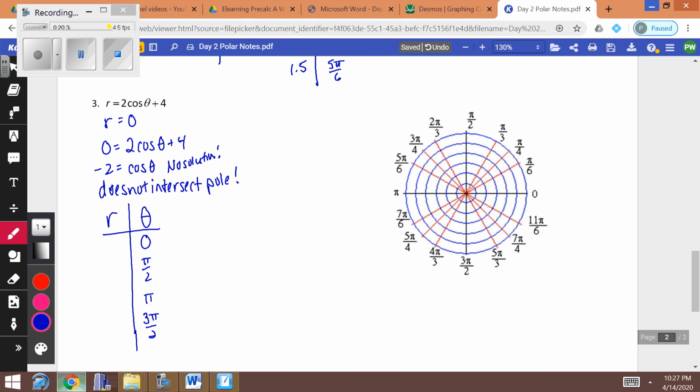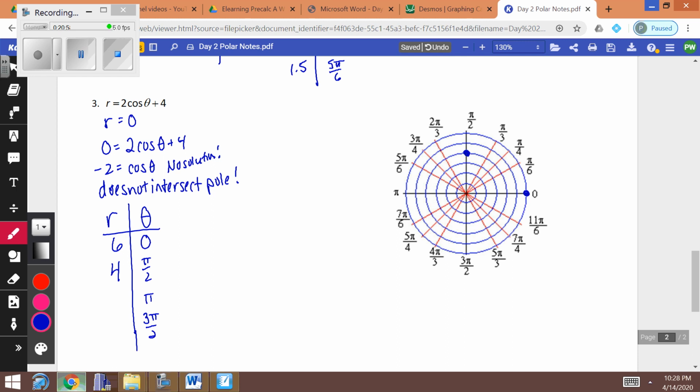So if I put in 0, cosine of 0 is 1. 2 times 1 plus 4 gives us 6. So we're starting off with a point over here. If I put in pi over 2, cosine of pi over 2 is 0. 2 times 0 plus 4 is 4. So we have a point up here.